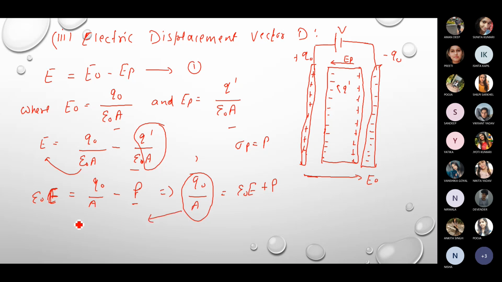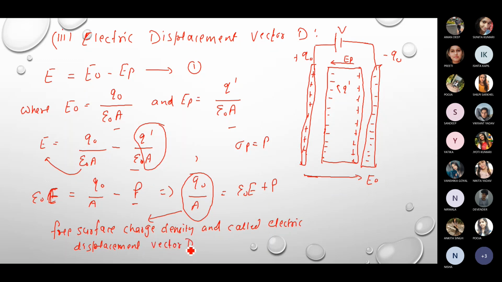Okay, so this is free surface charge density and called electric displacement vector D. Okay, ये मैक्सवेल ने नाम दिया था इसको. So, and this is measured in coulomb per meter square.